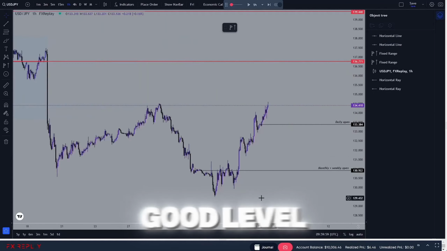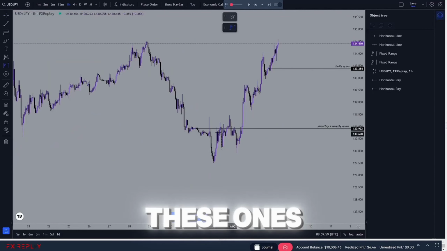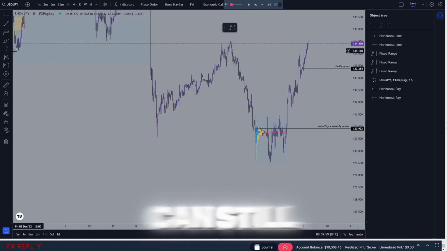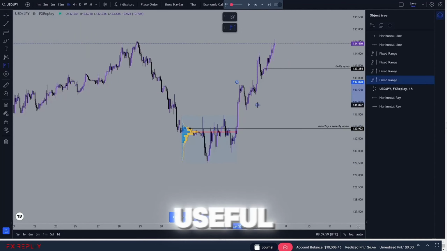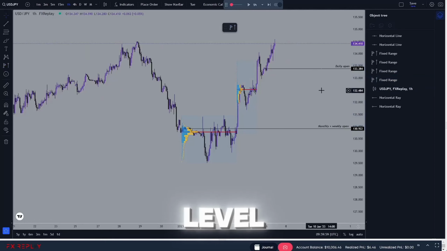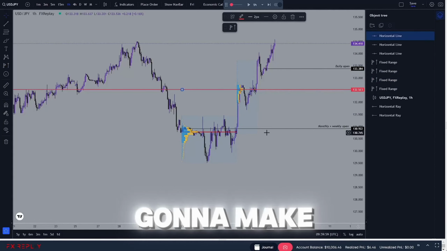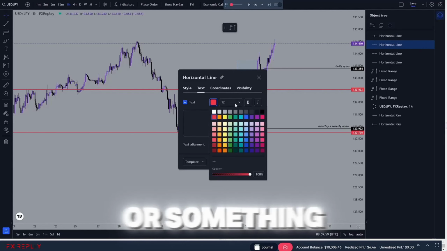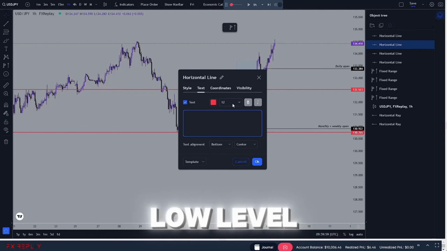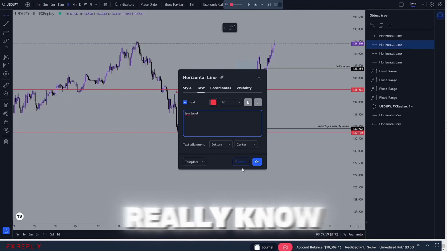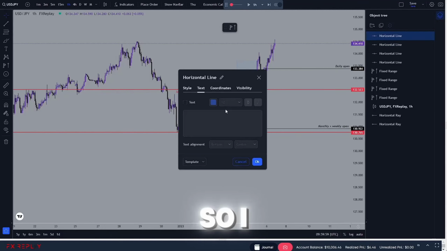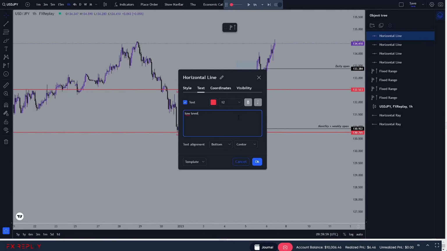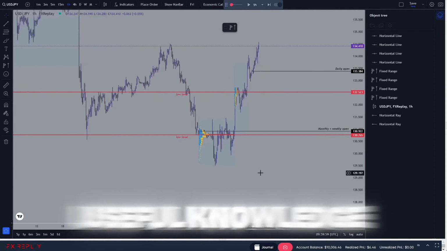I think this is also a good level. These ones are light levels. They're not as important as the ones above, but they can still be useful if it reaches that level. So I'm gonna mark it out, but I'm gonna make a text that it's just a light level or something. I just name it whatever, so I can see the difference between a good and a bad volume POC. But it's still useful knowledge.